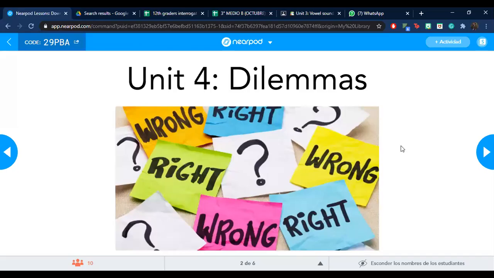We've been recording now. This is the 11th grade B, and today we'll be opening unit number 4, called Dilemmas. And dilemmas is what's right and what's wrong, and it's a very difficult situation we are put in. And we're going to check first the things that we're going to cover in this unit.